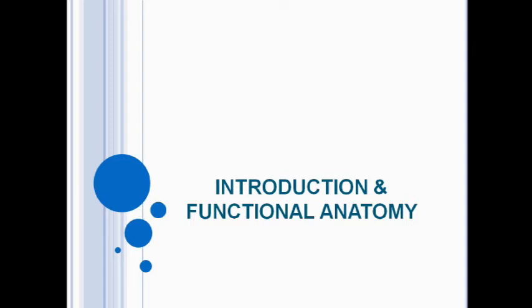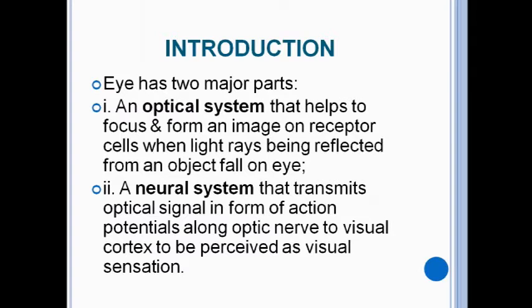With the introduction to the eye. Okay. So the eye has two major parts. The first part is the optical system. Okay. And the second one is the neural system, which has the receptor cells.